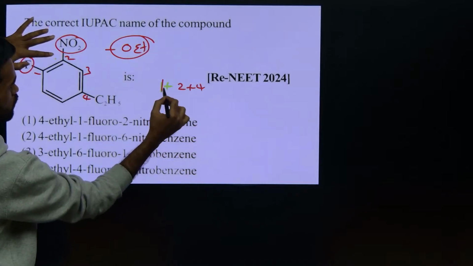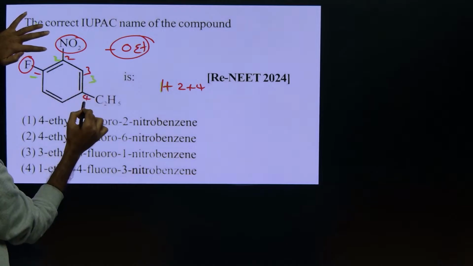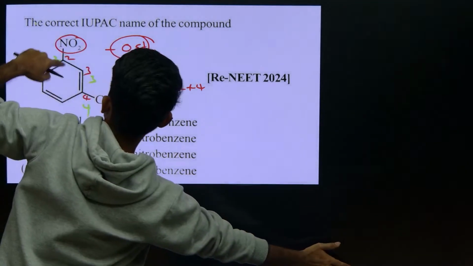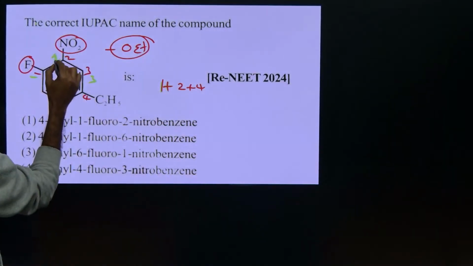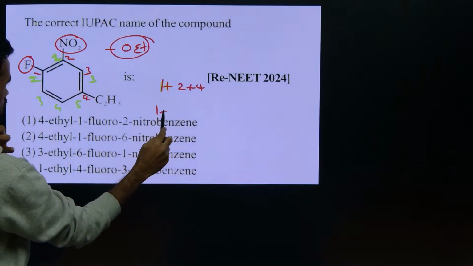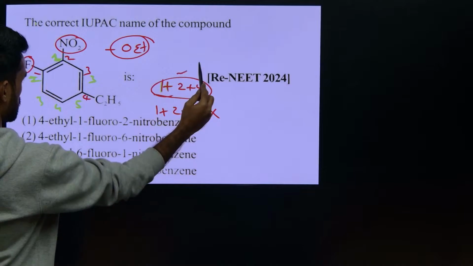First way of numbering. Second way, if I start from here 1, 2, 3, 4. Okay, 1, 2, 3, 4, that is over already. Next, if I start from here 1, 2, 3, 4, 5. No, this is giving 1, comma 2, comma 5. It's a bigger number. So this is perfect.